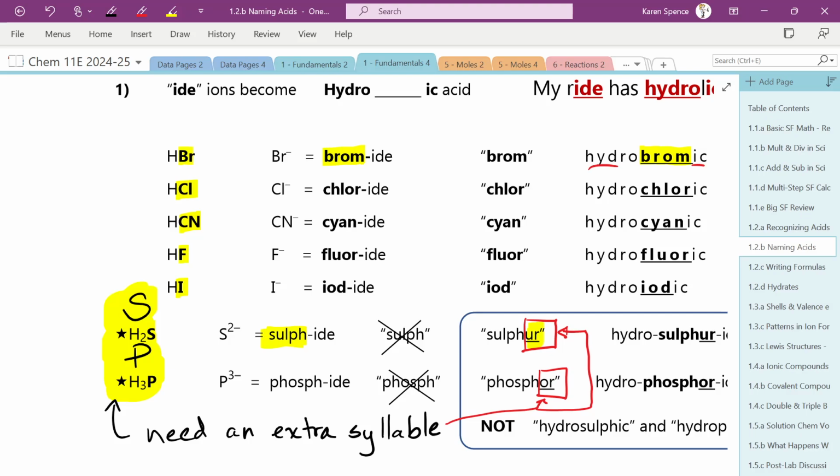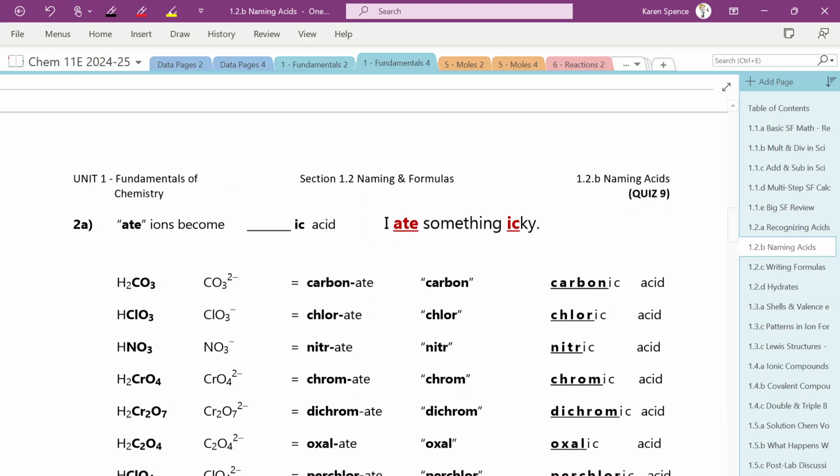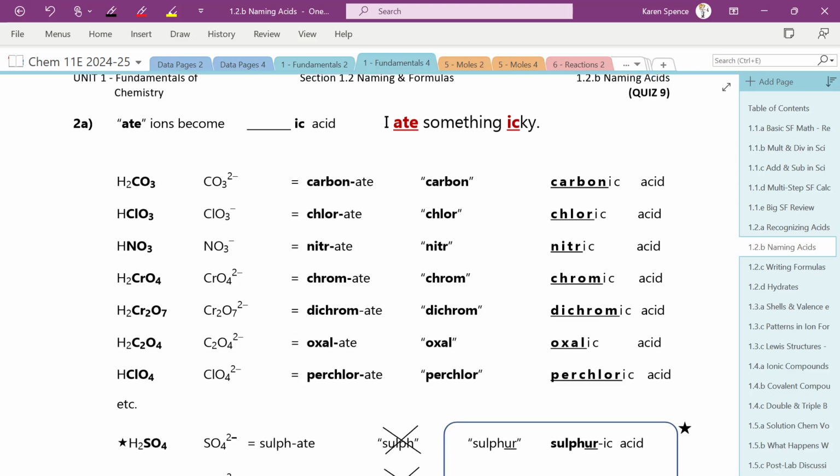Now again, you're going to be spending a lot of time with all of these ions and all of these acids in between now and the end of your grade 12 course. So they will become more second nature. You'll just get used to them, and you'll be like, who on earth would ever say hydrosulfic acid? That's just weird, right? You'll be like, it's obviously hydrosulfuric acid. All right, I ate something icky.